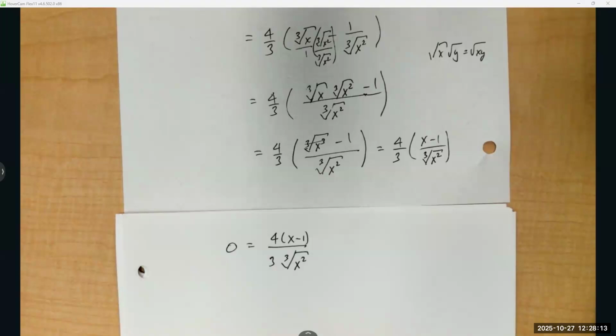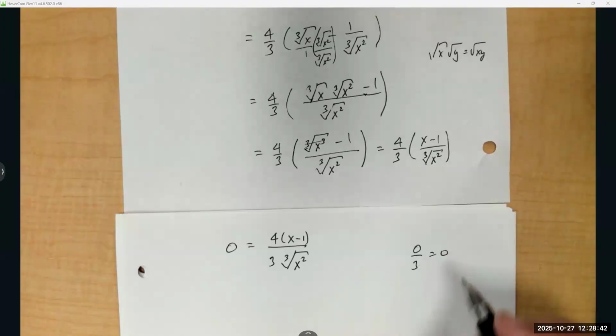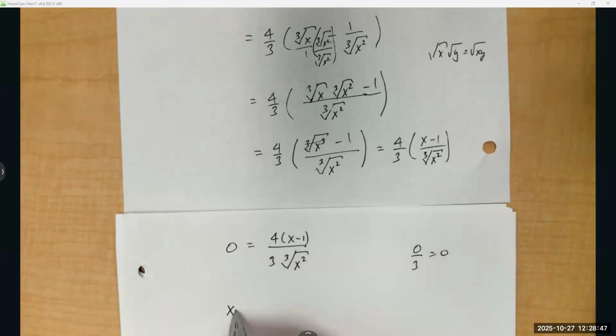What makes it equal to 0? What's the only way a fraction can equal 0? Basic algebra. Pre-algebra. The only way a fraction can equal 0 is if the top is equal to 0. And the only thing in there that can make 0 is if x equals 1.